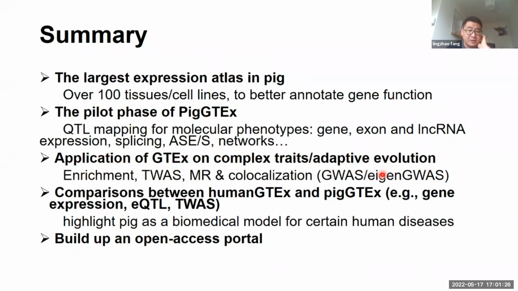I didn't show the results from this part, but we do find very interesting findings here. By comparing the results between human and pigs at different levels, gene expression, genetic regulation and TWAS, we can show that the pig is probably a very good potential biomedical model for certain complex traits, variants or genes. At the end, we will make all this data publicly available by building an open access portal.